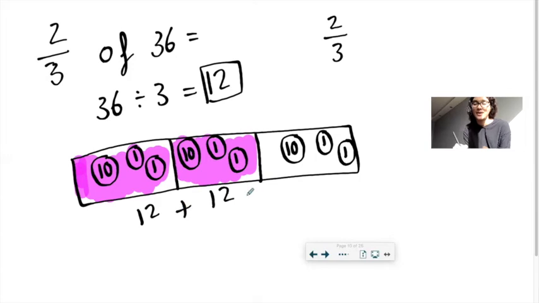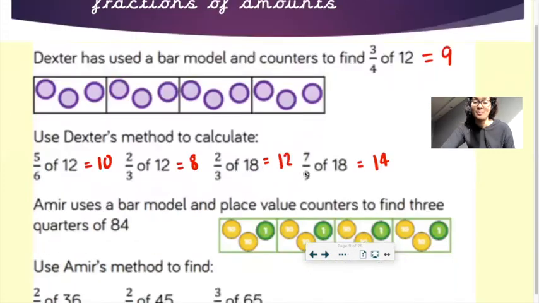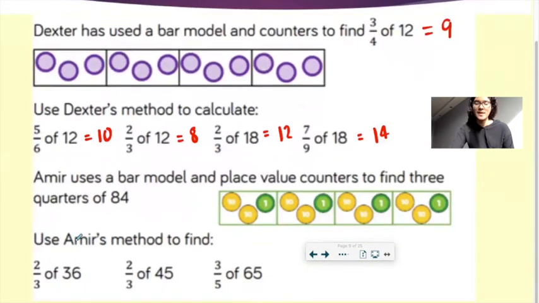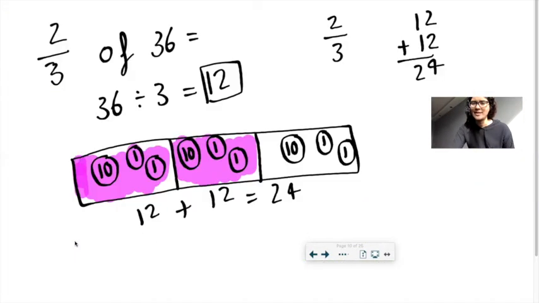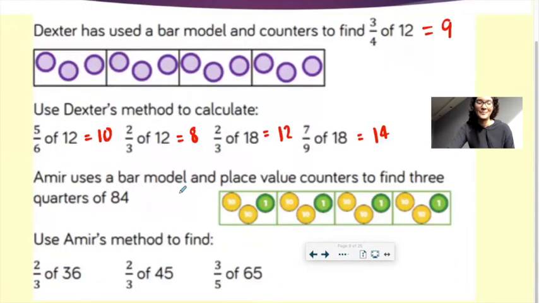And all you have to do is add them together. What's 12 plus 12? 24. I can show you how to work that out really quickly. If you put 12 and 12, column addition, 2 plus 2 is 4, 1 plus 1 is 2. So 12 plus 12 is 24. So 2/3 of 36, if we go back to the question, will be 24. So that is how you can use place value counters in order to get your answers.